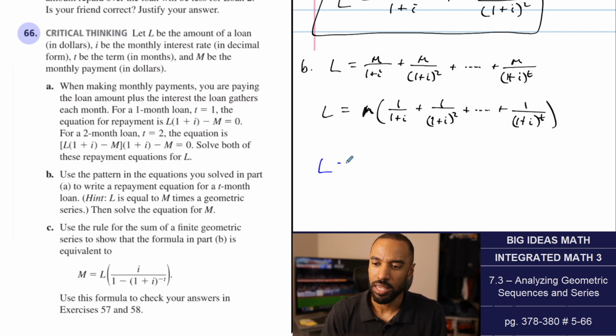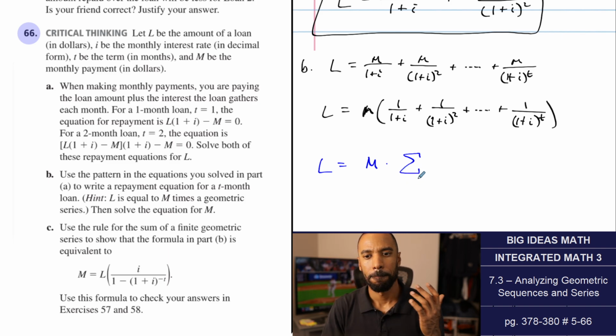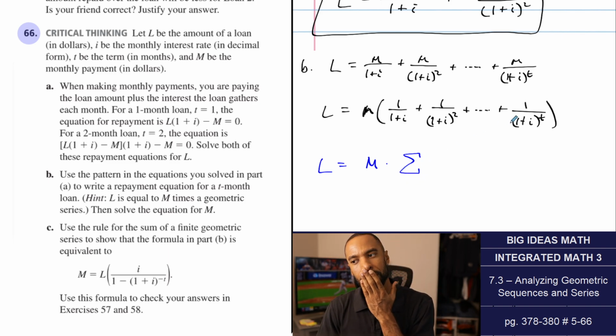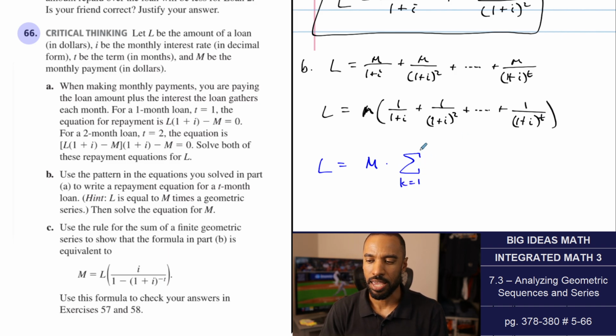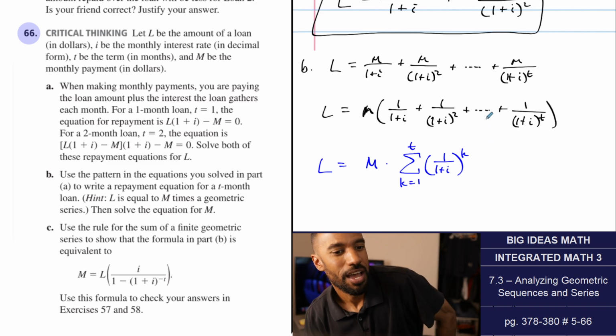So we can say L is m times the sum, using sigma notation, up to T. What did they use? K? I can't use I because I have it already in the equation. K equals 1 to T of 1 over 1 plus I to the K power. Hey, this looks like a formula from before. It kind of looks like the formula from before, right?